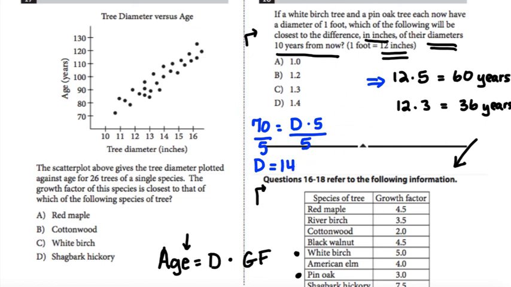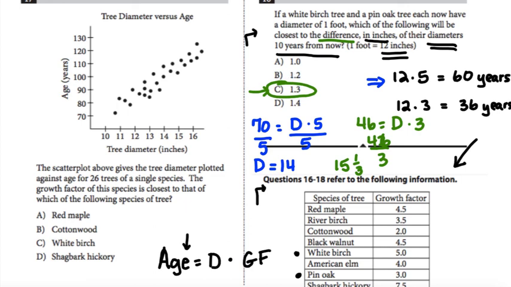All right, now I'm going to do the other one. 10 years from now, that pin oak is going to be 46 years old. Its growth factor was 3 using that equation. So I'm going to do 46 divided by 3. So 46 divided by 3 gives me 15 1/3. And it takes it one step further because it wants the difference. And the difference between 15 1/3 and 14 is 1 1/3, which is 1.3. So my answer would be C.